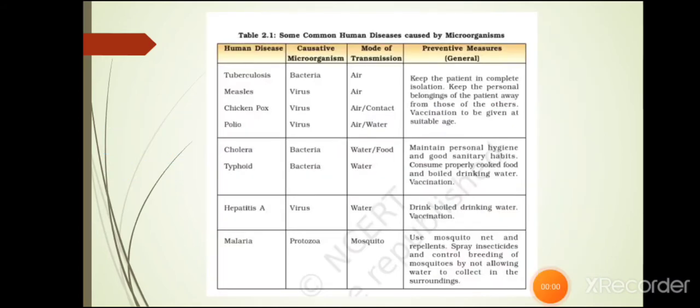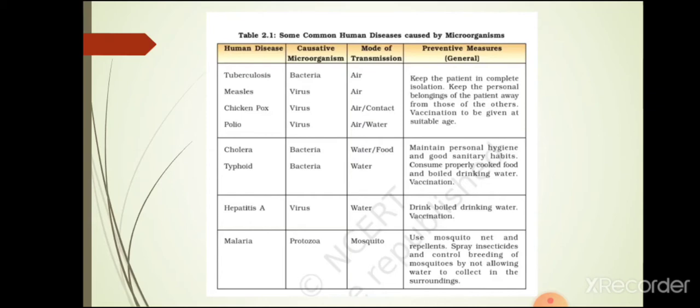Now friends, look at the table. In this table are some human diseases and their causative microorganisms. We already studied the mode of transmission, and the preventive measures are given in this table. First, tuberculosis. Tuberculosis is caused by bacteria, and the mode of transmission is air. Measles is caused by a virus, and the mode of transmission is also air. Chickenpox and polio are also caused by viruses, and the mode of transmission is air and contact with an infected person.